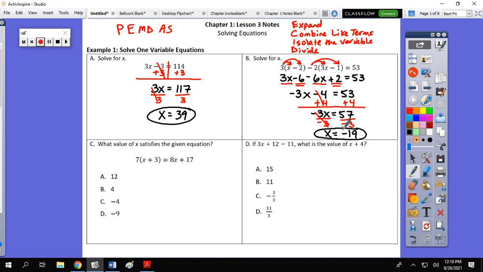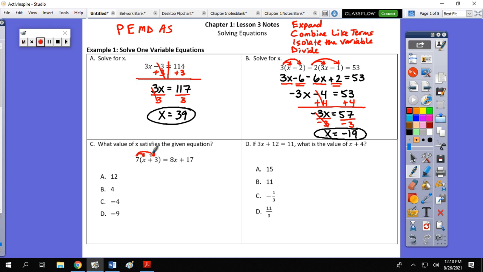All right, letter C is an example of an alternative type of directions for the same problem. It says what value of x satisfies the given equation. This is an SAT style question in that the directions are designed to see if you understand exactly what a variable is. In this case, x is the solution to that equation, meaning that it is the value that would make that statement true. If we plug a number in for x on each side, this equal sign would make a true statement. So we're going to solve that equation.